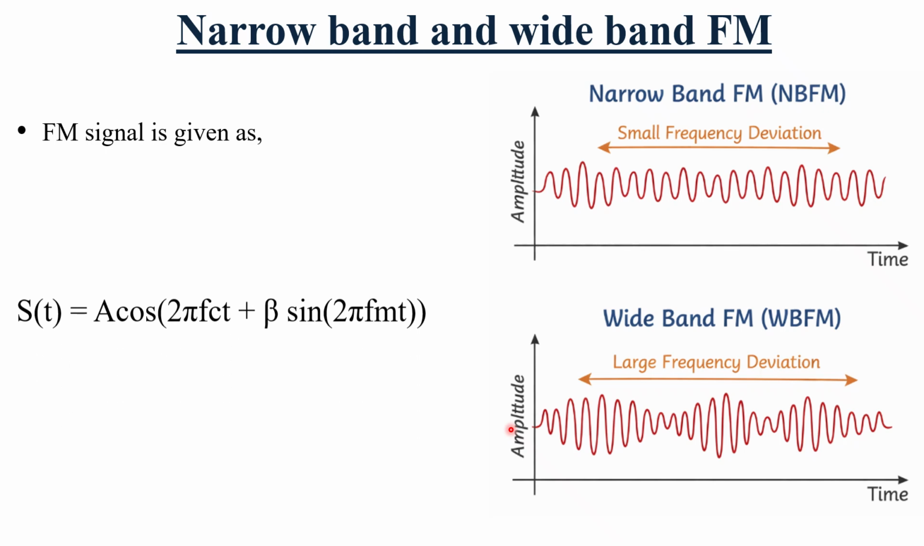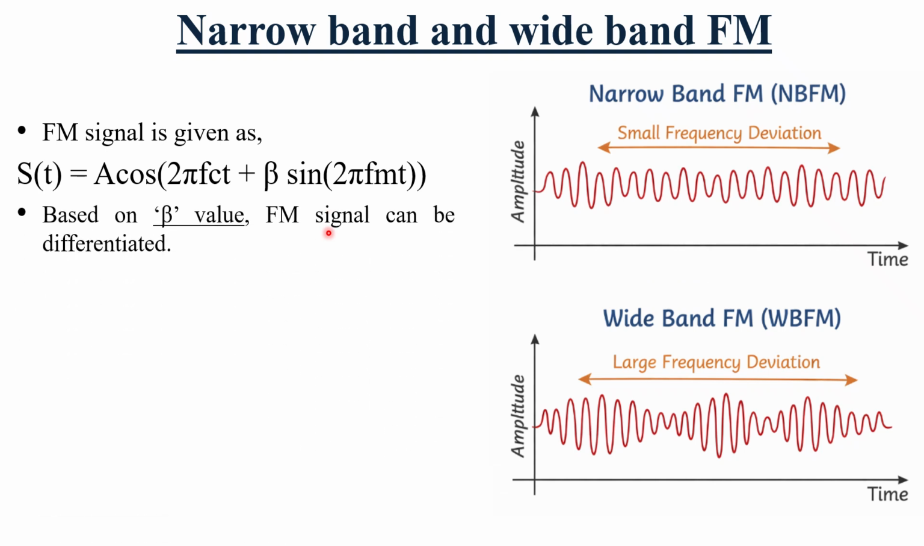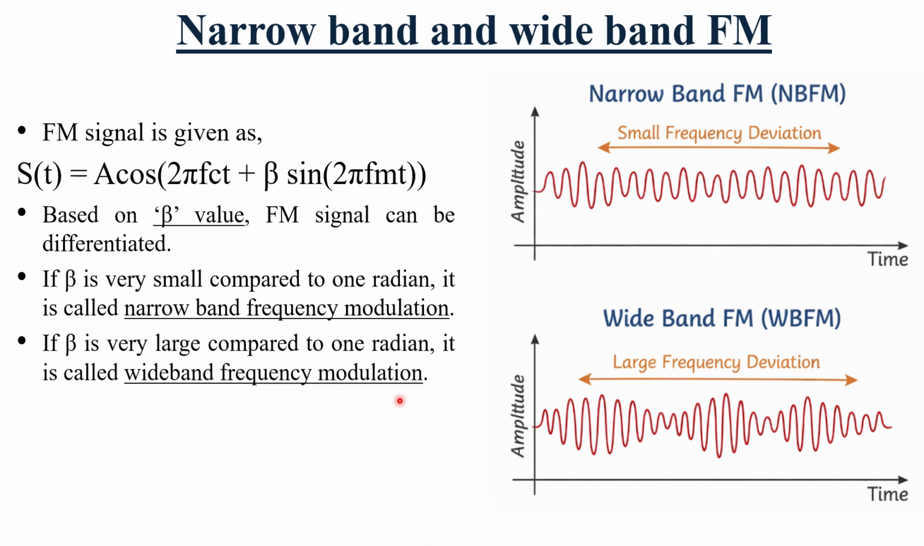Okay, so FM signals can be given by s(t) = A cos(ωct + β sin ωt), right? So based on the value of beta, if beta is very small then it is called narrowband, and if beta is very high, that is called wideband.